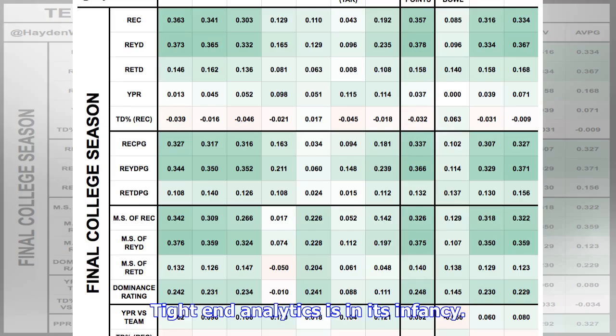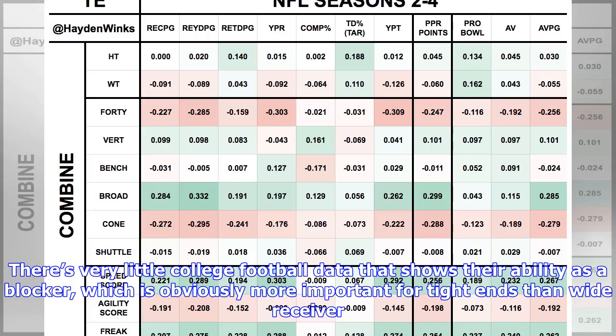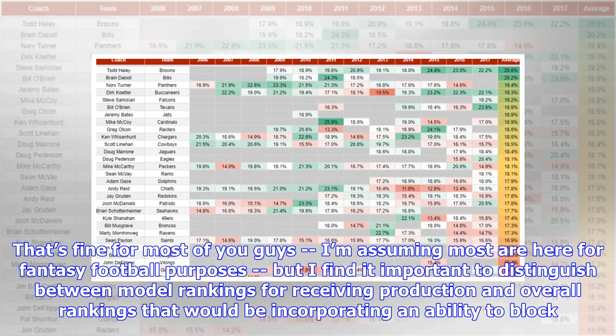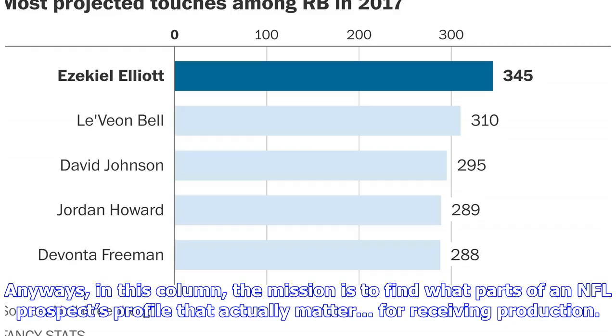Tight end analytics is in its infancy. There's very little college football data that shows their ability as a blocker, which is obviously more important for tight ends than wide receiver. So a lot of the models and stats you see are focusing on receiving production. That's fine for most of you guys. I'm assuming most are here for fantasy football purposes, but I find it important to distinguish between model rankings for receiving production and overall rankings that would be incorporating an ability to block.